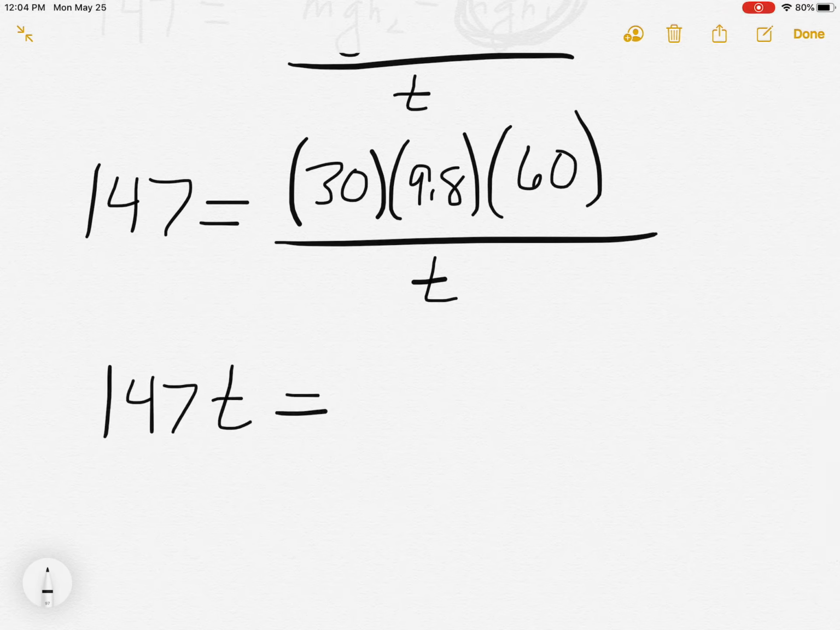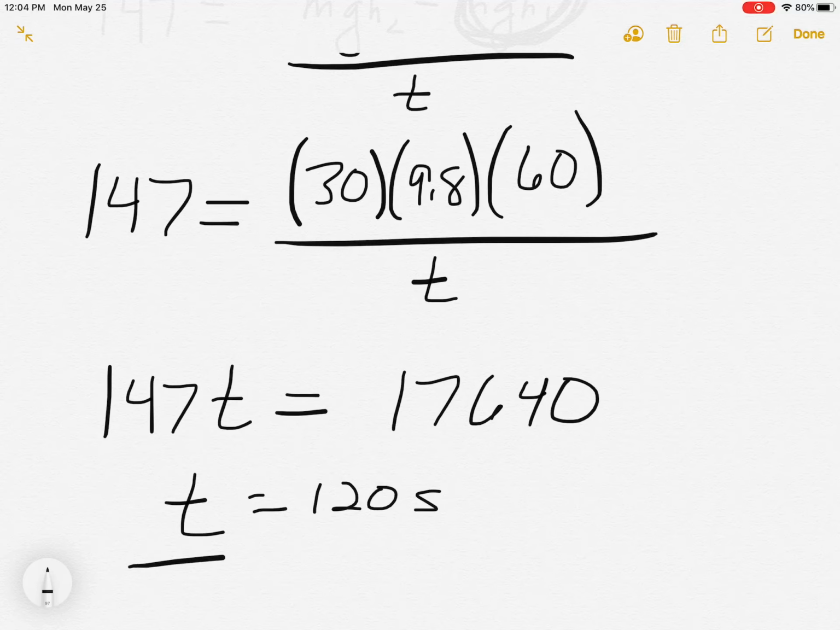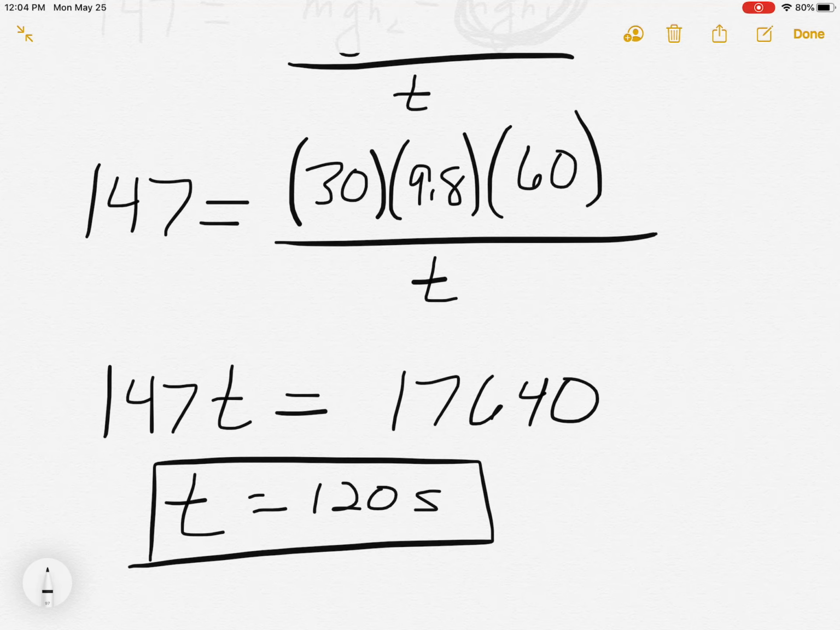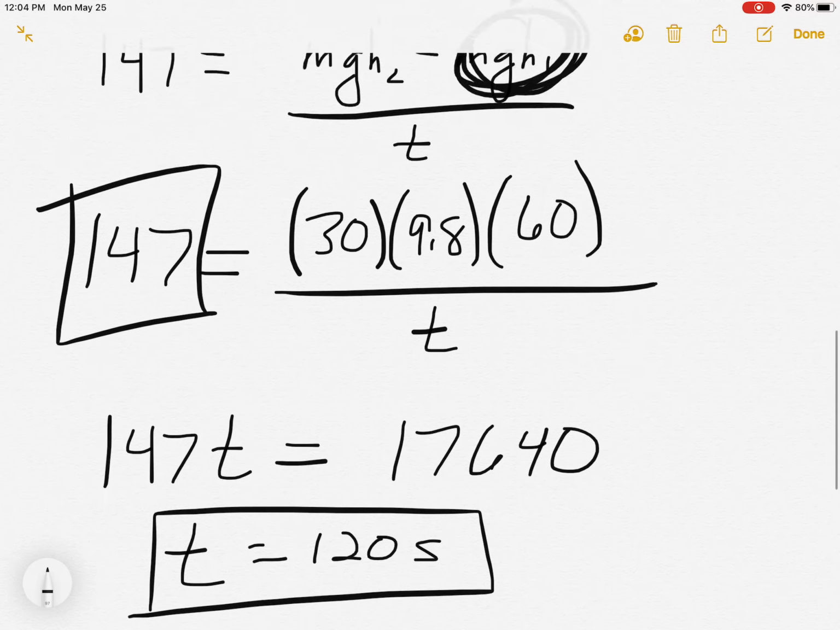So 147 times T. And you multiply all the stuff on the other side there. 30 times 9.8 times 60, that comes out to 17640. And if you divide that by the 147, you get T is 120 seconds. Now, what this means is if she can put out this much power, she can change her gravitational energy by 60 meters in 120 seconds.